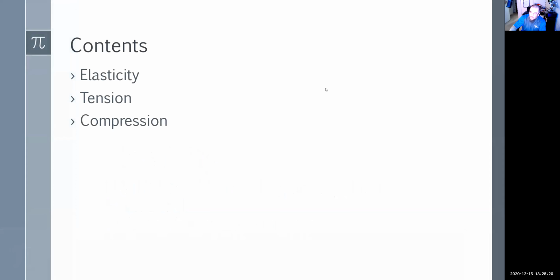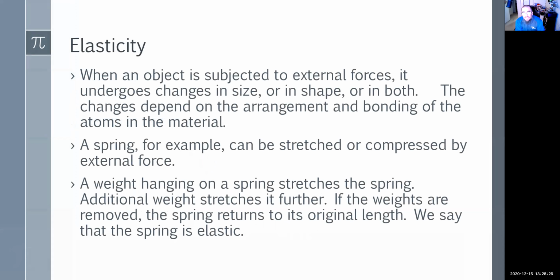So today we're going to talk a little bit more about elasticity, tension, and compression, kind of related to the human body, right? Elasticity is when an object is subjected to external forces. It can undergo changes in size, shape, or in both, right? Those changes depend upon the arrangement and bonding of the atoms in the material. For example, a spring can be stretched or compressed by an external force. I've got a nice little glasses cloth here, right? I can compress it up, and then it can return to its original shape, even though wrinkly, right?